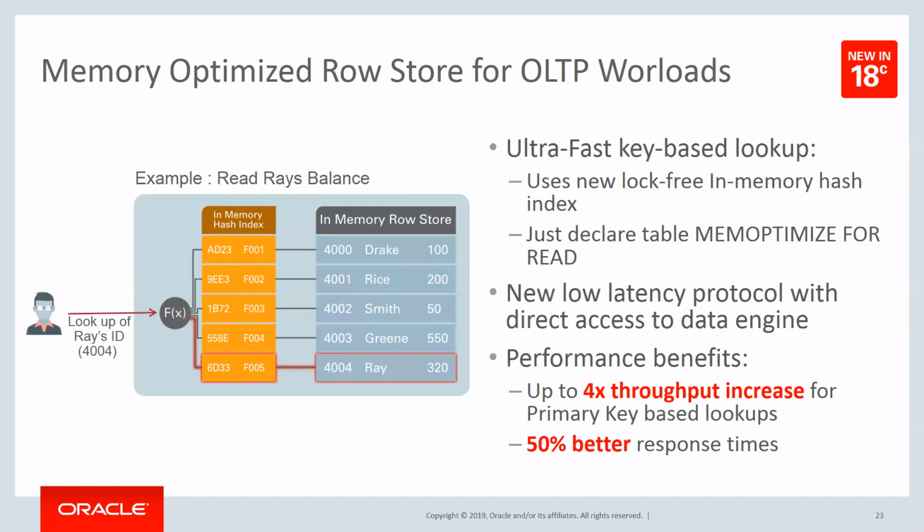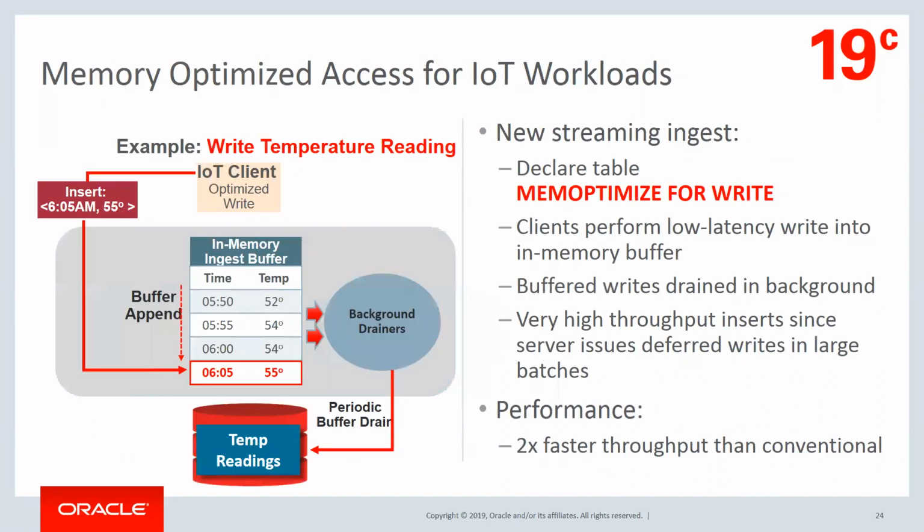You just have to declare a table memoptimize for read with 2 columns, and then you can get the information inside the system, and key value lookups are really, really fast. The same we can do for writes now. That's for 19C. If you have Internet of Things or any other key value types that need to be written to the system very fast, you can now say, I want to have a table memoptimize for write, and then you will see a lot of low latency writes into the memory buffer, and it will be fast because the redo will be basically done in the background.